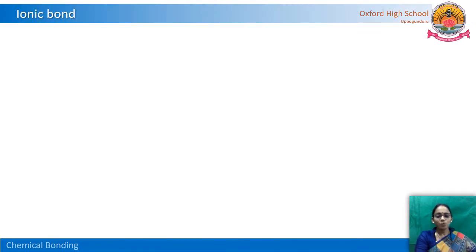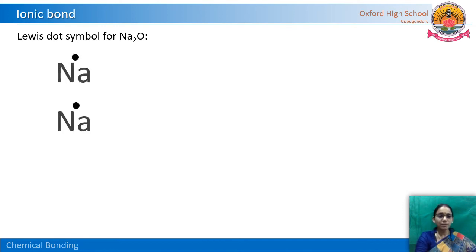Now we know how to write the bond formation between the atoms. Let us write the Lewis dot symbol for this disodium oxide. See here, how many valence electrons are there in each sodium? 1 is there. In oxygen, how many are there? Total 6 electrons are there. How many does it require to get the stability? It requires 2. So sodium transfers its 2 electrons to oxygen.